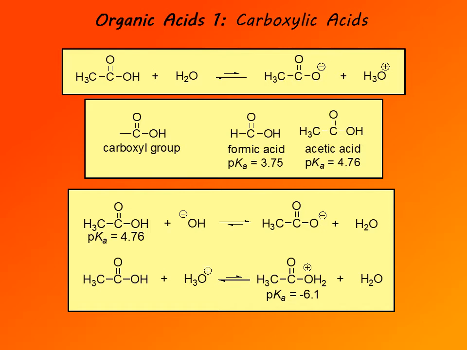Reaction goes to completion. But being relatively weak acids, carboxylic acids could actually be protonated by strong inorganic acids. So in the final reaction on this page, you can see protonation of acetic acid to give oxonium ion, and pKa of this oxonium ion is minus 6.1. So any inorganic acid that has pKa larger than minus 6.1 will be able to protonate acetic acid, and equilibrium will be to the right towards protonated acetic acid.